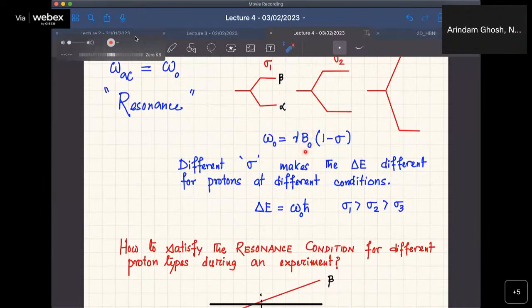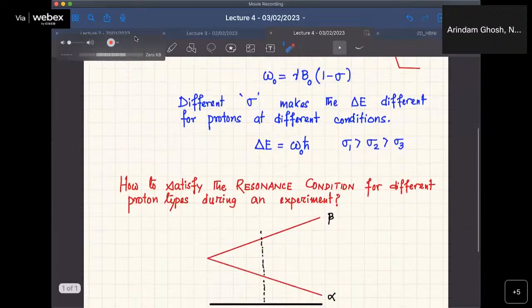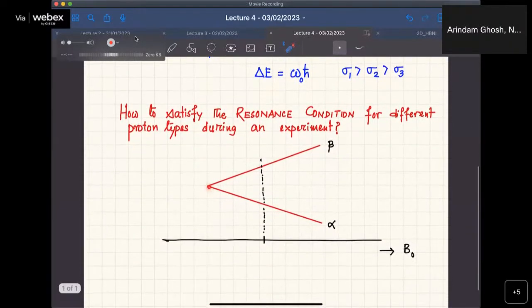So therefore, if the B0 is changing, then the omega 0 is also changing, and hence the delta E is changing. So I have just tried to plot the separation between these two levels as a function of B0. Now this is basically the situation.